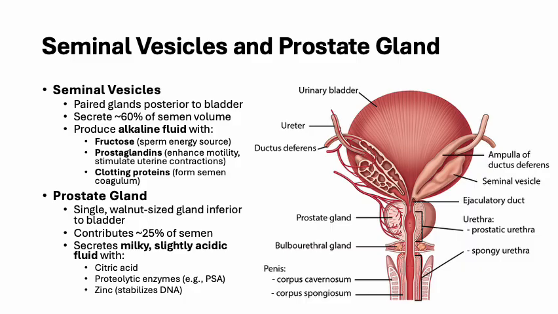Clotting proteins form a temporary coagulum that helps semen stay in the reproductive tract after ejaculation. The prostate gland, which surrounds the urethra just below the bladder, adds a milky secretion rich in enzymes like PSA that liquefies semen after it clots. Zinc from the prostate plays a protective role, stabilizing and preserving sperm DNA.